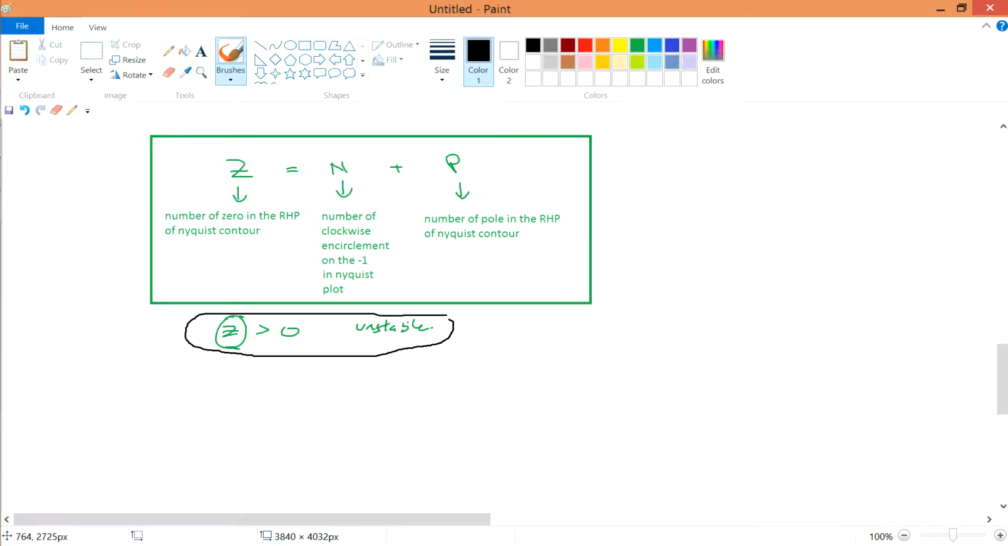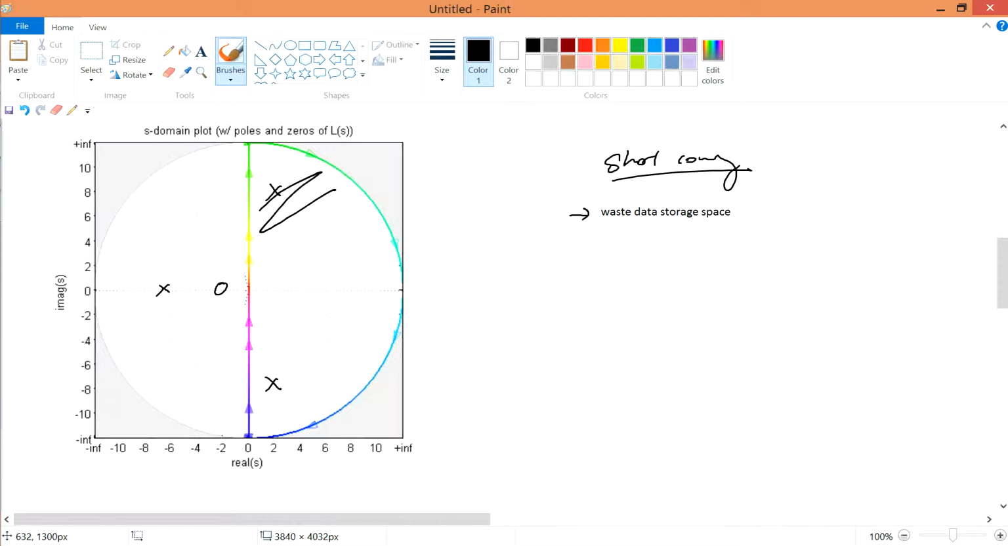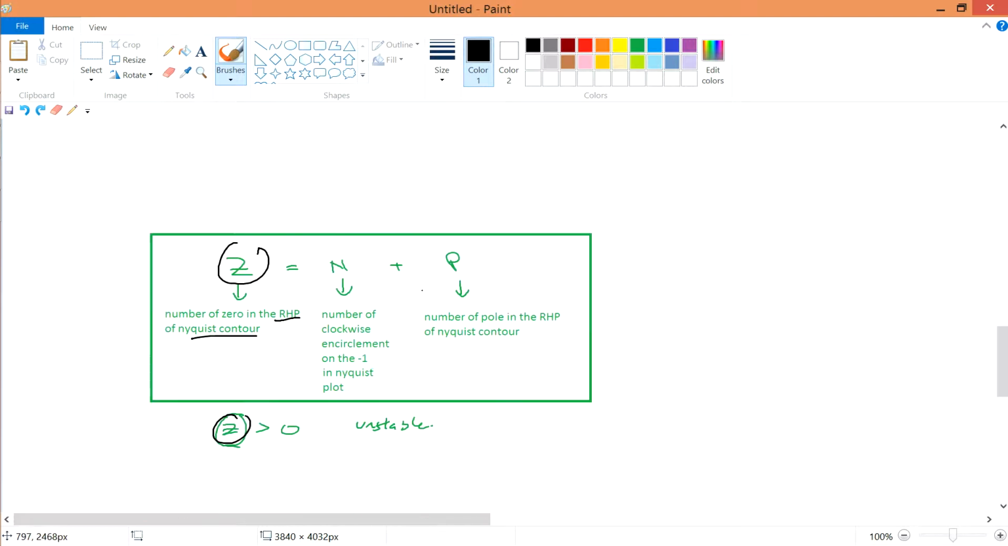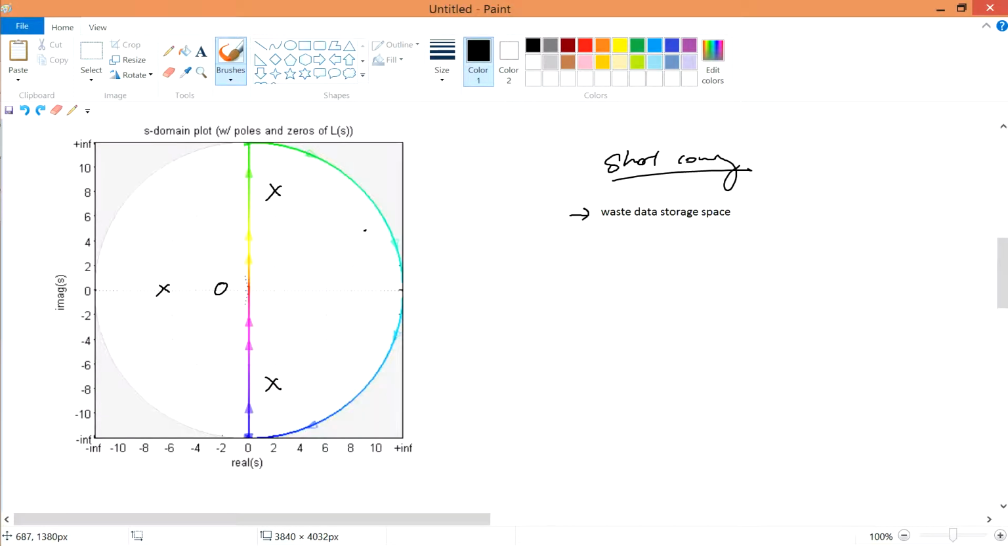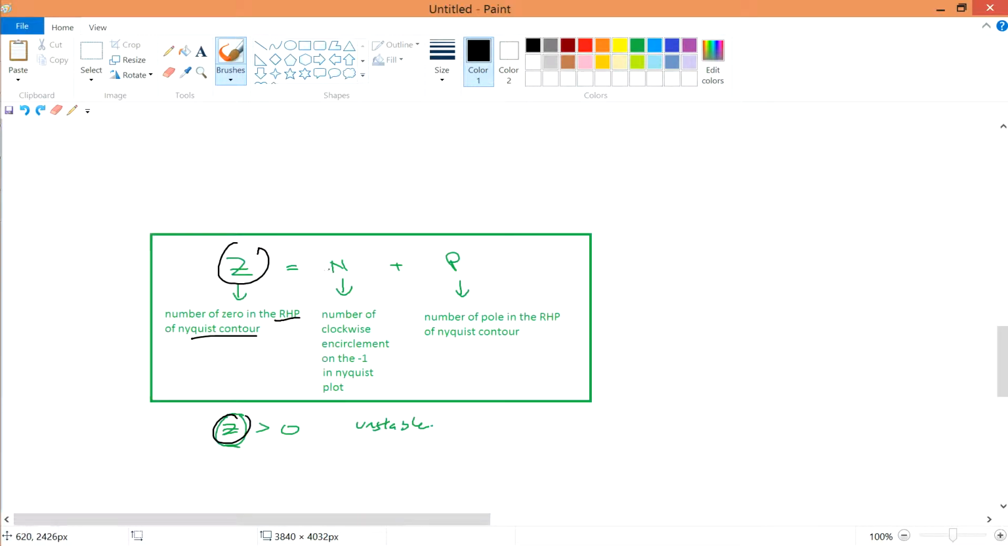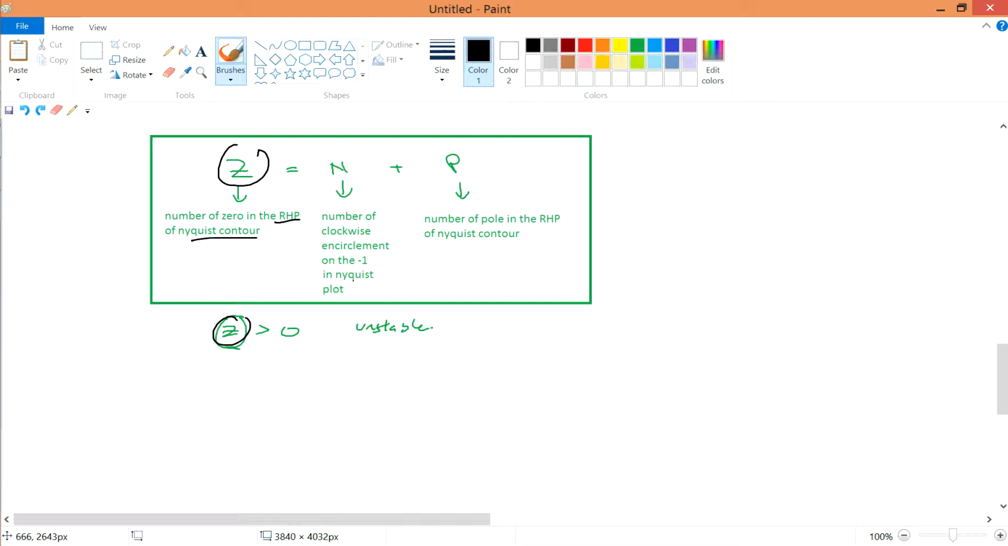If there is one zero in the right half plane Nyquist contour, meaning this one... The Nyquist contour is simply this type of contour. This whole thing is in fact the Nyquist contour. If there is just one zero over here, this means the whole equation, or the whole transfer function, is unstable. So we're going to show you these two in this video.